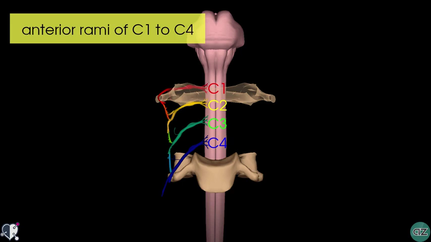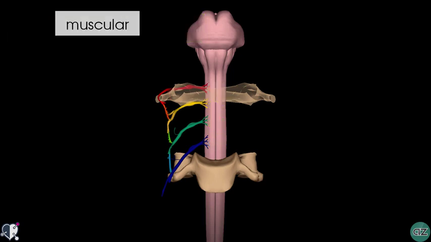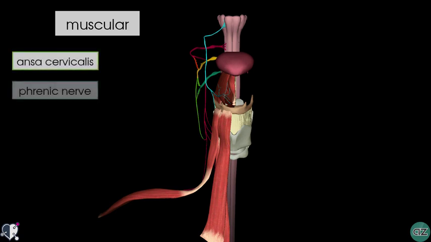The cervical plexus gives rise to numerous branches which supply structures in the head and neck, and they can be broadly divided into two groups. You've got muscular branches and you've got branches that provide sensory or cutaneous innervation. We'll take a look first at the muscular branches of the cervical plexus. There are two large components which make up the muscular branches of the cervical plexus. First we'll take a look at the ansa cervicalis, and then we'll take a look at the phrenic nerve.